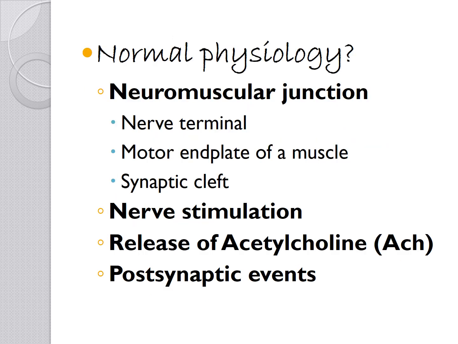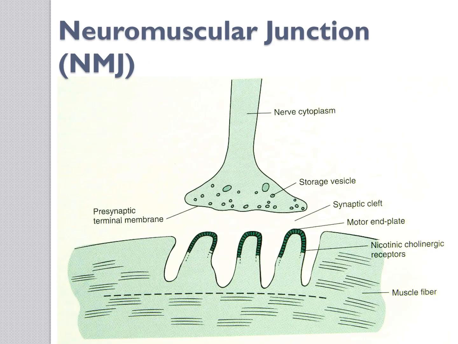The normal physiology of the neuromuscular junction includes the nerve terminal, motor end plate of a muscle, synaptic cleft, and the process includes nerve stimulation, release of acetylcholine at the synaptic cleft, and postsynaptic events. This is a neuromuscular junction, which includes a presynaptic terminal membrane with the storage vesicles which include acetylcholine and other chemicals, and this synaptic cleft, and the motor end plate which includes nicotinic-cholinergic receptors on the muscle fiber.